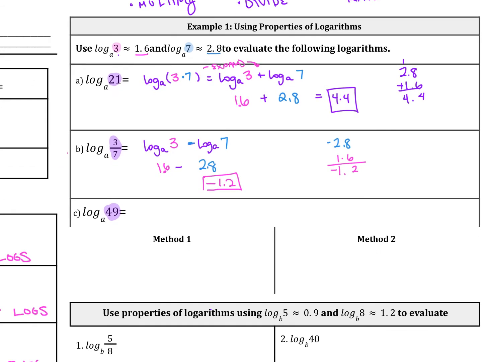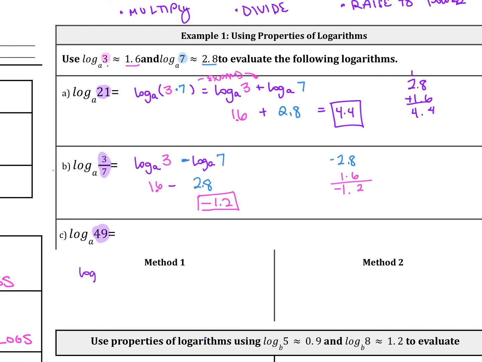One way to represent 49 is we can say it's 7 times 7. So method 1 is using the product property, 7 times 7. It's similar to our letter A here, log base a of 21. So what we're going to write is log base a of 7 plus log base a of 7. And then we substitute our known value, log base a of 7, they told us is 2.8. So it's 2.8 plus 2.8, and so that is 5.6. So method 1 is using the multiplication product property.